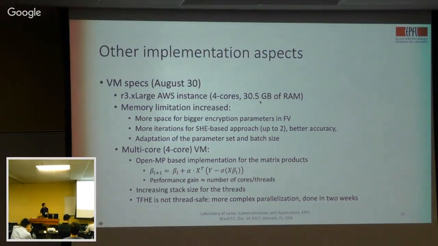RAM. So with this increased RAM, we have much more space for setting bigger encryptions. So we can run up to 2 iterations with some sort of encryption-based approach, with the accuracy, and we adapt parameters for this bigger memory.